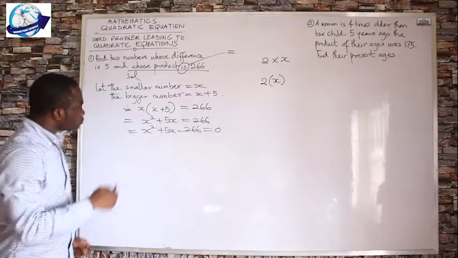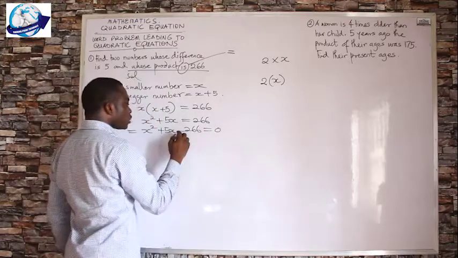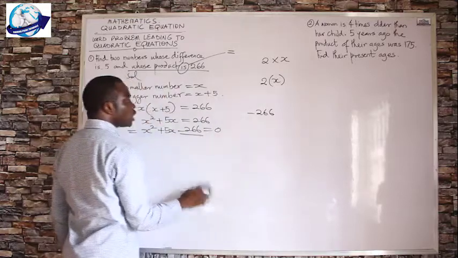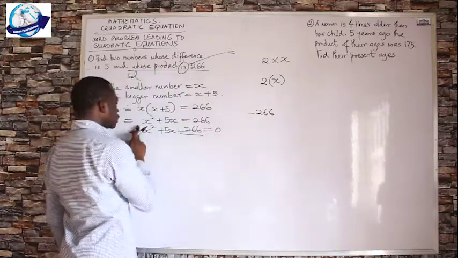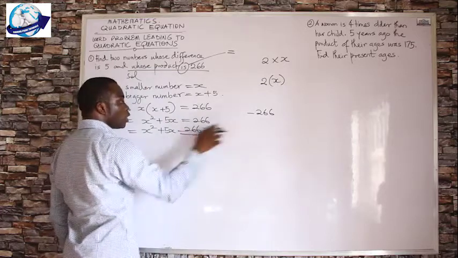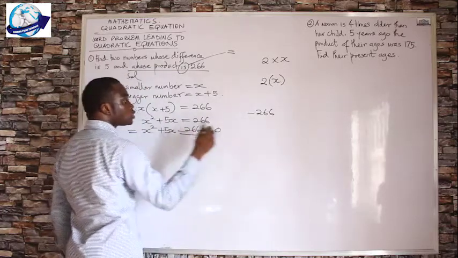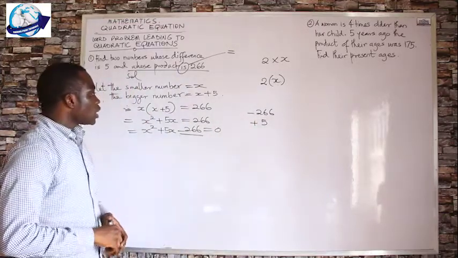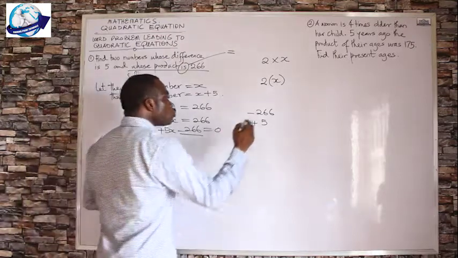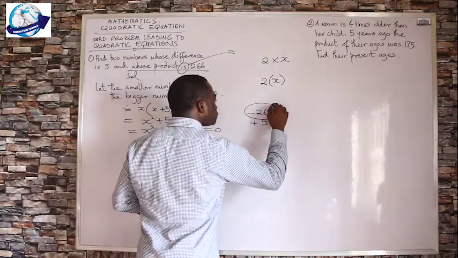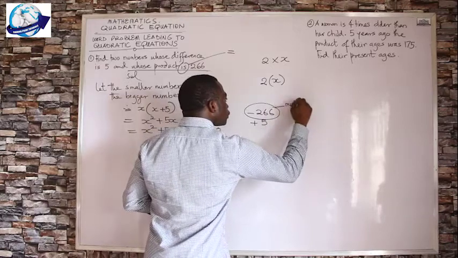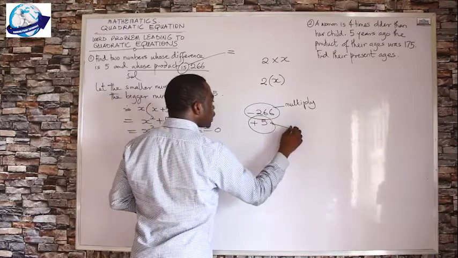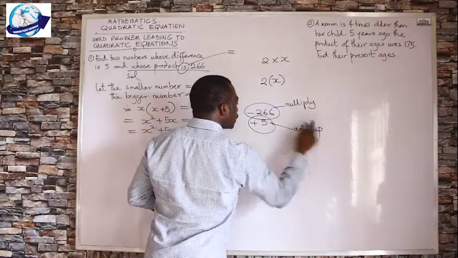Let me show you one secret. This one is larger, minus 266. Mind you, the coefficient of x squared is 1, so you don't have anything to multiply with the constant. So you just go minus 266. Then you take the coefficient of x, which is plus 5. As simple as this is, you're looking for two factors that you multiply to get this, and that add up to get this.